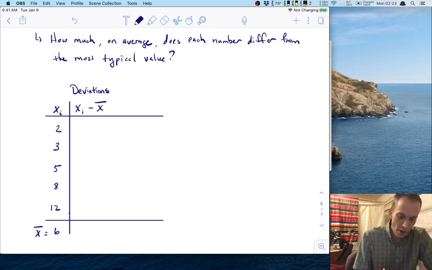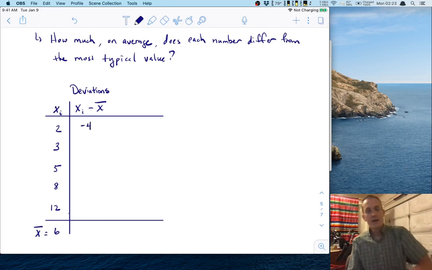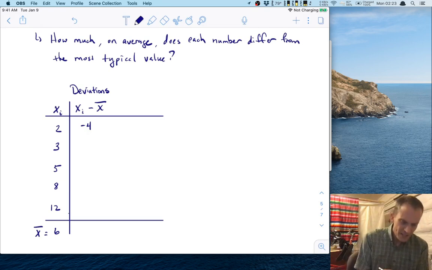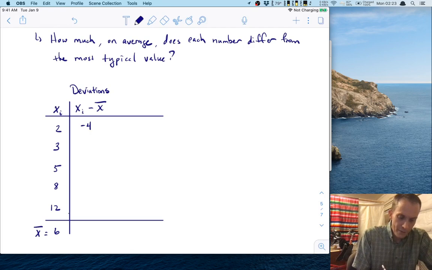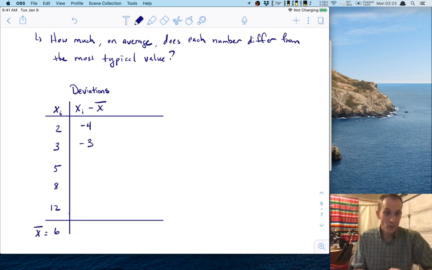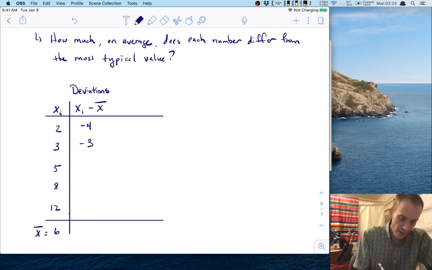So if I start with the 2 minus the mean, 2 minus 6 would be a negative 4. This is a deviation of negative 4. That means that this point, 2, is 4 units to the left or below the mean, as of course we can see if you think about that on a number line. What about 3? 3 minus 6 is negative 3. That means that data point is 3 units to the left or less than 6. 5 minus 6 is a minus 1.